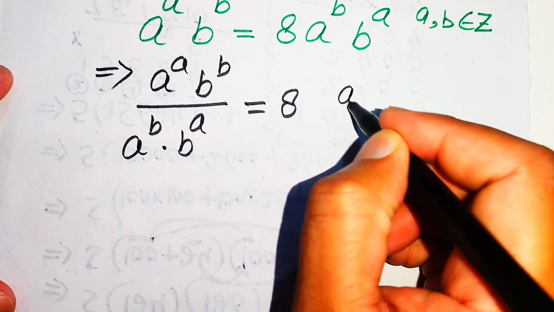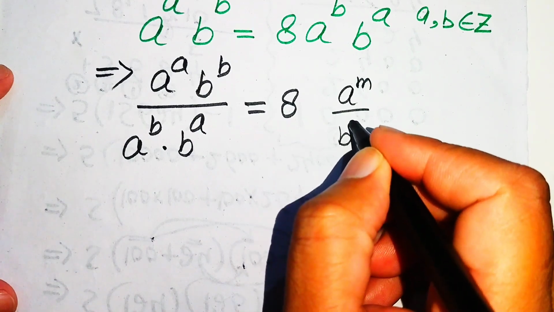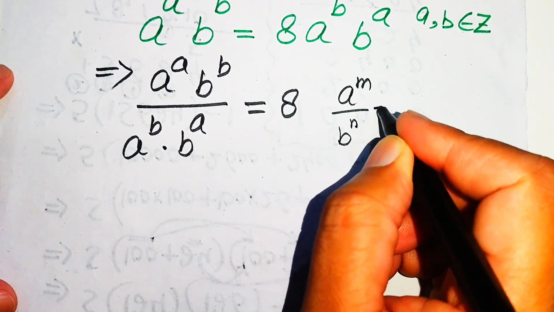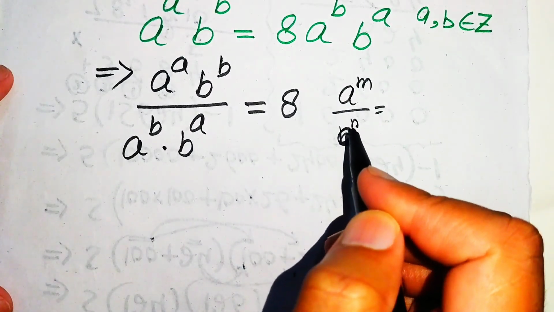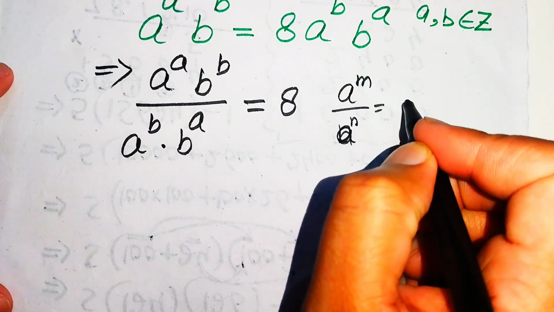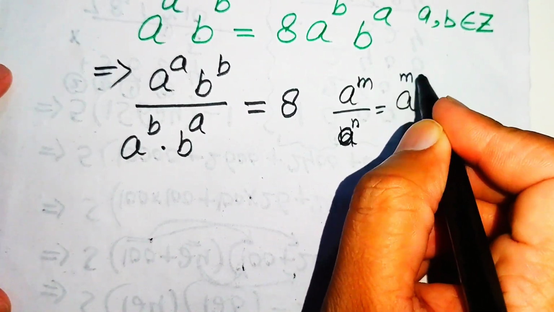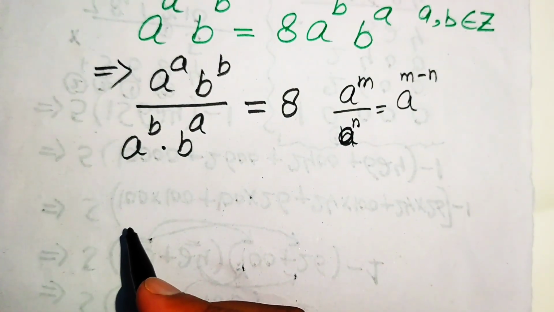You very well know about this law. If we have a to the power of m divided by a to the power of n, so here you see that if bases are the same but the exponents are different, we subtract the denominator exponent from the numerator exponent, and it will be written as a to the power of m minus n.